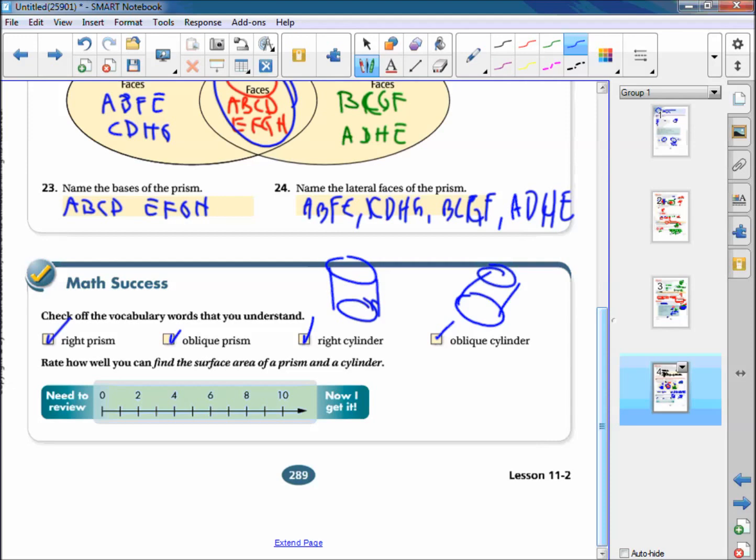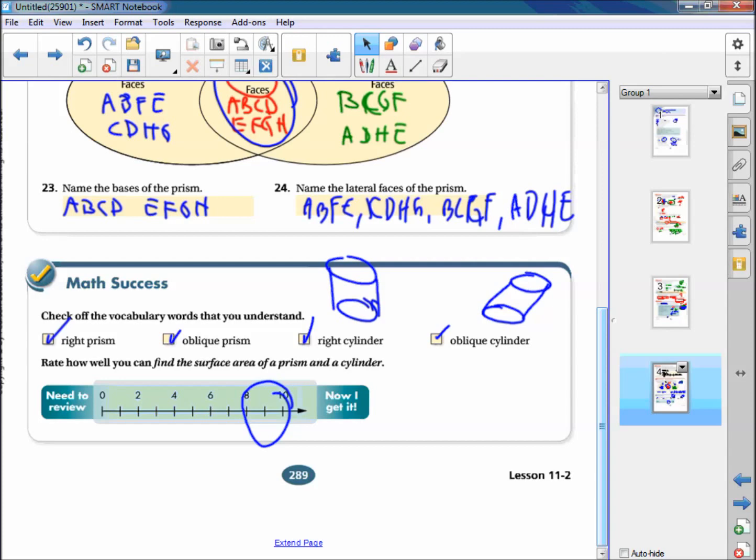All right, explain how well you can find the surface area of a prism and a cylinder, and you should be in here. And this is our first section of chapter 11. So notice we skipped section 11.1. It was not in our standard, so that will not be on our test.